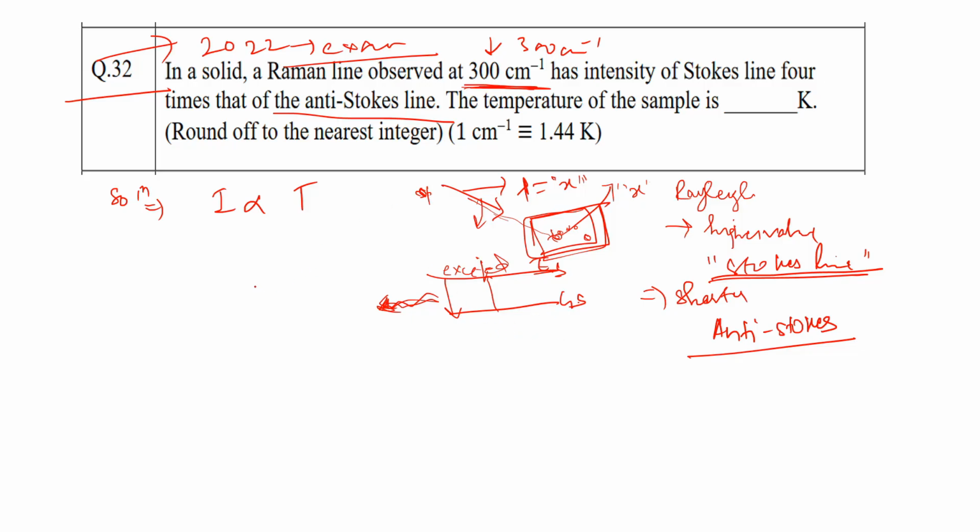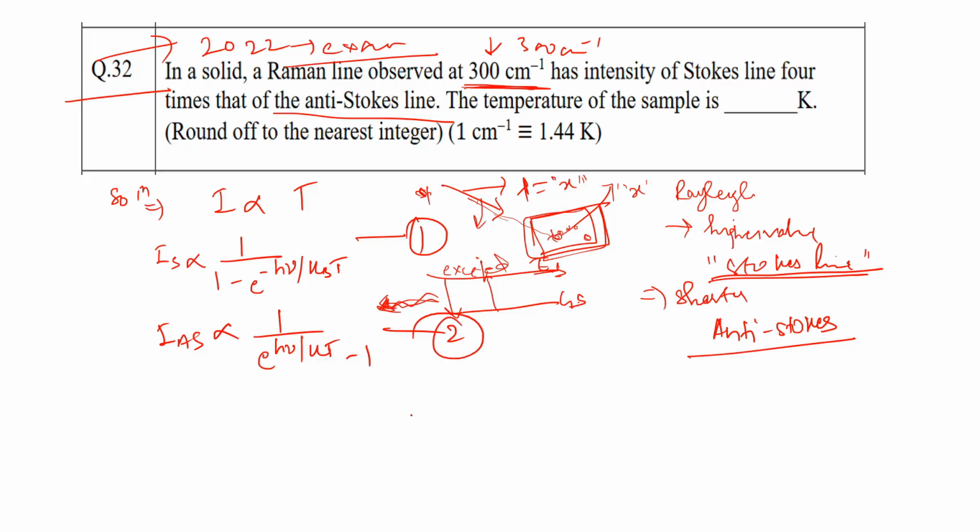Now coming back to our question. We know that I_S, the dependency of Stokes line on temperature, is given by 1 upon 1 minus e raised to the power minus h nu upon kBT, and for anti-Stokes it is 1 upon e raised to the power h nu upon kT minus 1. Divide equation 1 by equation 2. So we get I_S upon I_anti-Stokes equals 1 upon 1 minus e raised to the power minus x, divided by 1 upon e raised to the power x minus 1, where I am taking h nu by kBT as x.